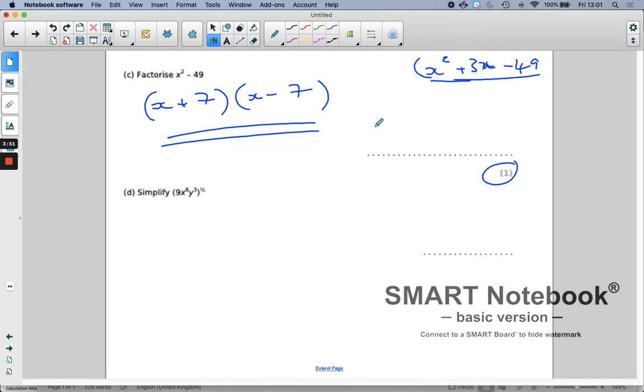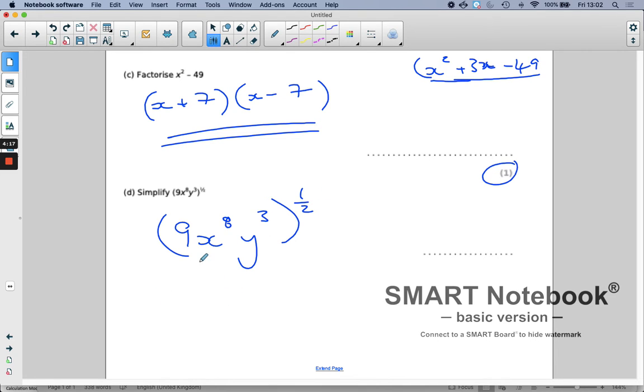So we can see straight away we're going to do the difference of two squares, which means we do the square root of this first time, which is x, plus and minus the square root of the second term, which is 7. And this will expand out to get this. And I can check that if I want to by doing my grid. Now we can simplify this. We've got 9x to the power of 8, y cubed, and all of that power of a half.